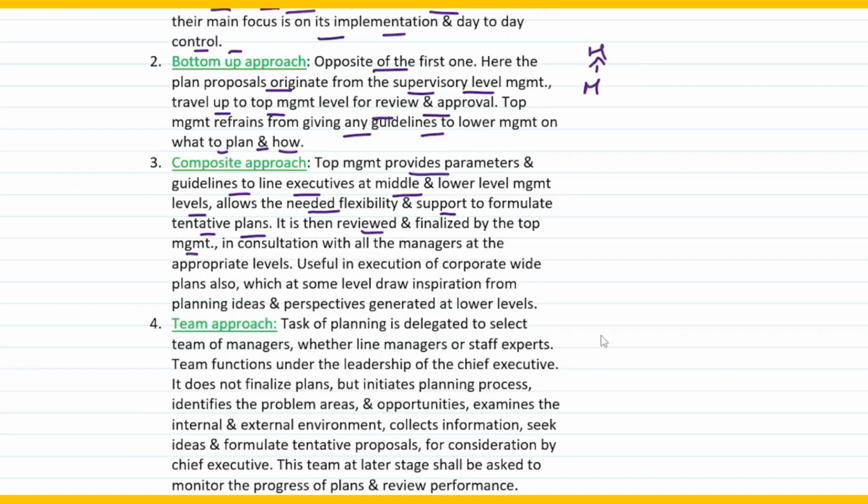That's what I was telling you. Tentative means which is not permanent, which is being made temporarily. So tentative is nothing but a temporary plan.